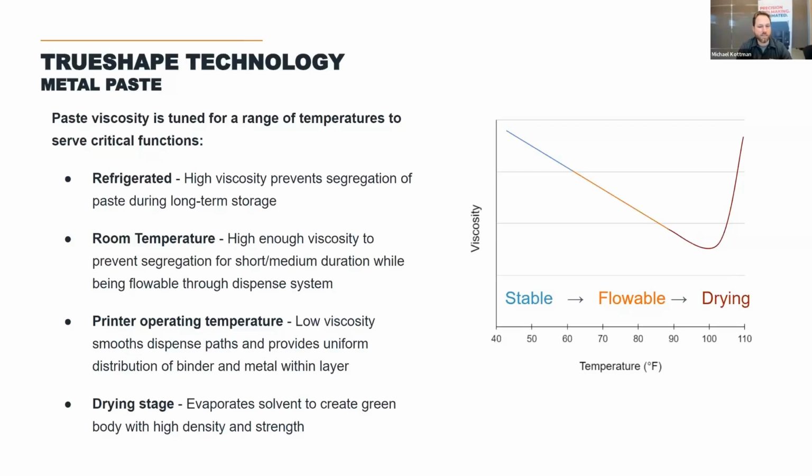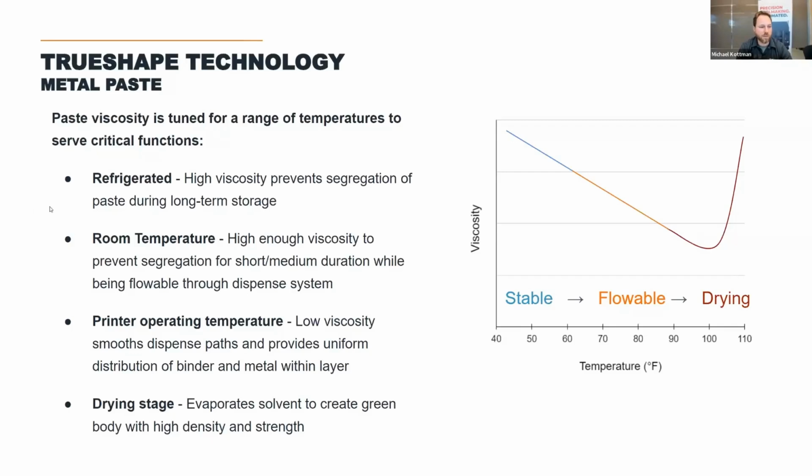And then as the drying step comes in, we raise the temperature just a little bit further. We're still at about 100 degrees Fahrenheit, so warm but not hot. That dries out the solvent, which sets the shape that you dispense it into, and you get to that green body state where now it's just binder and metal powder.